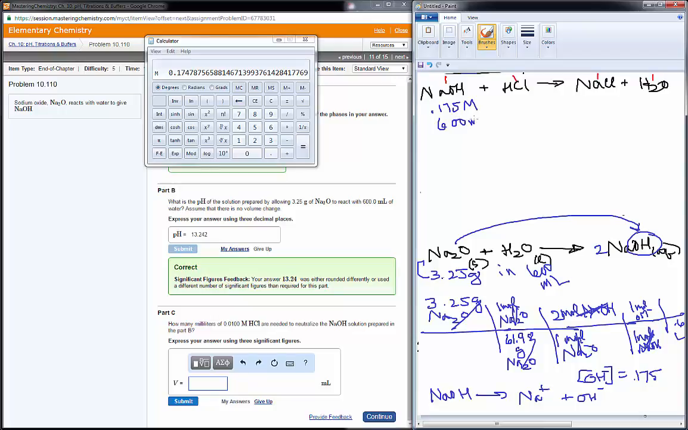And they told me that it was 600 milliliters. And so now they want to know if I've got a 0.0100 molar solution of that, then how many milliliters is that going to take? So I can do that. 0.175 moles sodium hydroxide in 1 liter of solution. This is a sodium hydroxide solution. I guess that's what capital M means for molarity, is moles per liter. Multiply that by 0.6 liters of that sodium hydroxide solution.